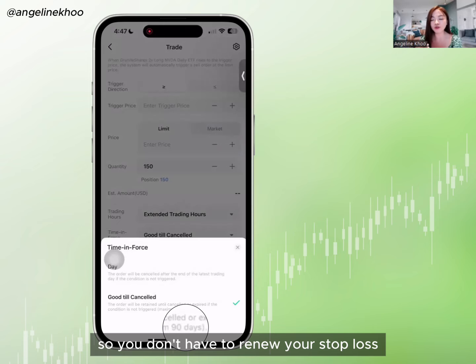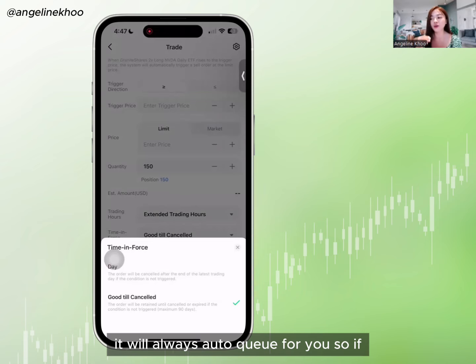So you don't have to renew your stop loss or your take profit orders every day. It will always auto queue for you. So if, let's say, today it never triggers, tomorrow it will queue again and again until canceled. Usually the maximum is 90 days.